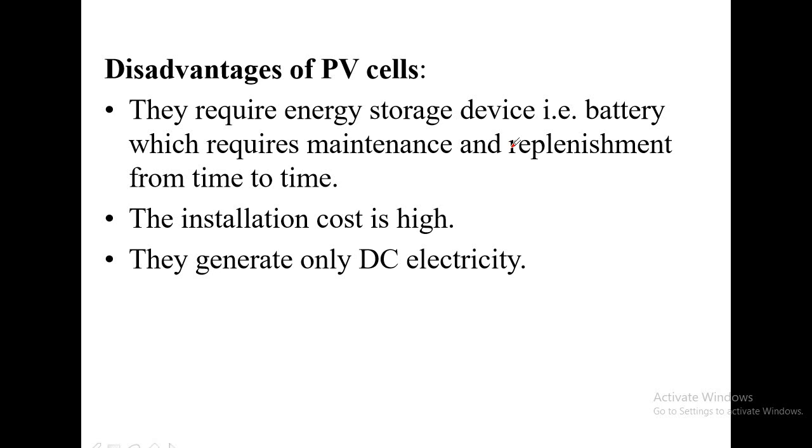Disadvantages of PV cells. PV cells require an energy storage device. That is because PV cells are energy conversion devices. They are not energy storage devices. Therefore, whatever light energy is converted into electrical energy needs to be stored. For that, we need an energy storage device, that is nothing but a battery. But a battery requires maintenance and needs to be replenished from time to time.